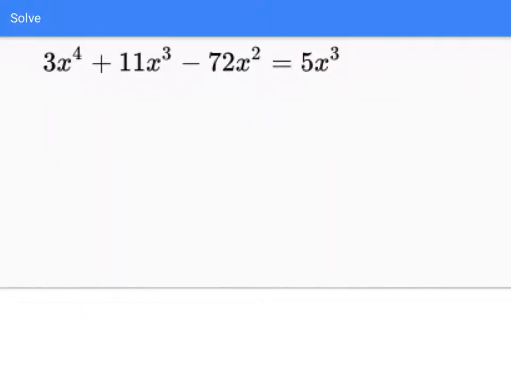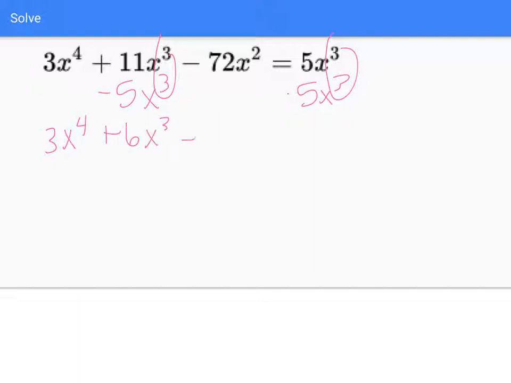First thing when I'm starting to solve this, I want to make sure to set this equal to 0. These are my like terms. Cubed, cubed. So I have 3x to the fourth plus 6x cubed minus 72x squared equals 0. I'm solving. What do these all have in common? What could I take out or divide out? I can take out a 3. They're all divisible by 3. I can also take out an x squared. They all have an x squared.